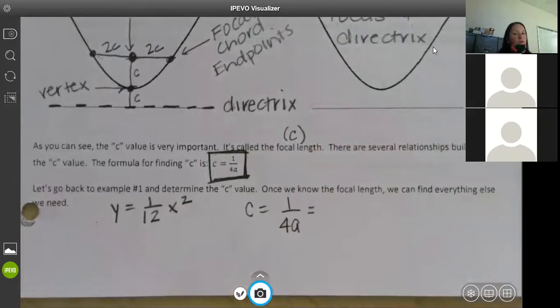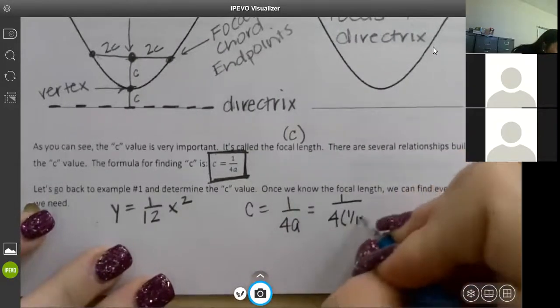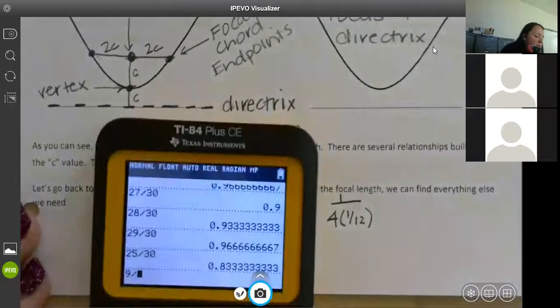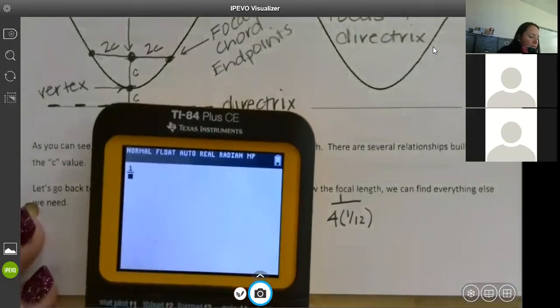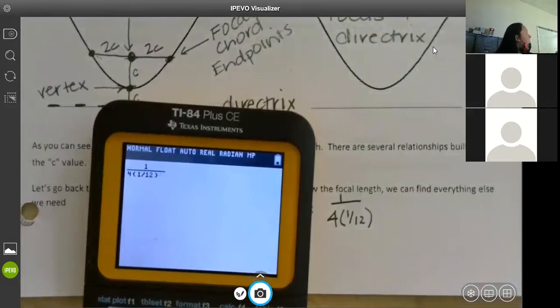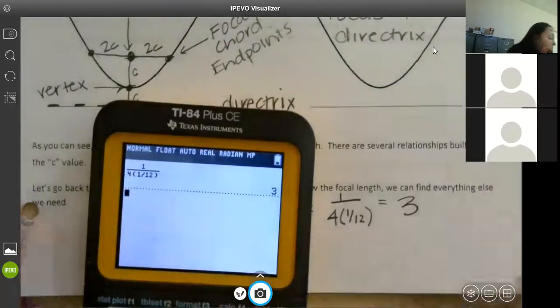Okay. 1/4A. What is our A value? 1/12. So 1/4 times 1/12. Be careful with this. What I would do is, because I'm going to be lazy, I can do this in my head, but I'm not going to, I'll put it in my calculator. I'll do alpha y equals, 1/4 times 1/12 like this. That way it's all in the bottom and everything's done. And then it'll actually give me a fraction instead of a decimal. So if you do that alpha y equals, it'll turn it back into that fraction for you, if it's a fraction, this one's not, which gives me 3.